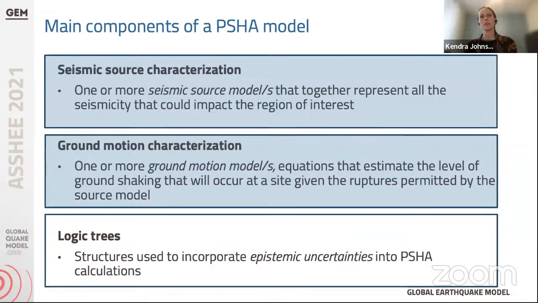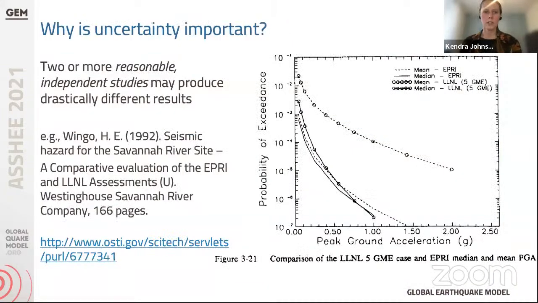So this concludes the ground motion characterization component. And so now we'll take a look at the logic tree structures, recalling that these are the structures used to incorporate epistemic uncertainties into PSHA. So why are we concerned about uncertainty?